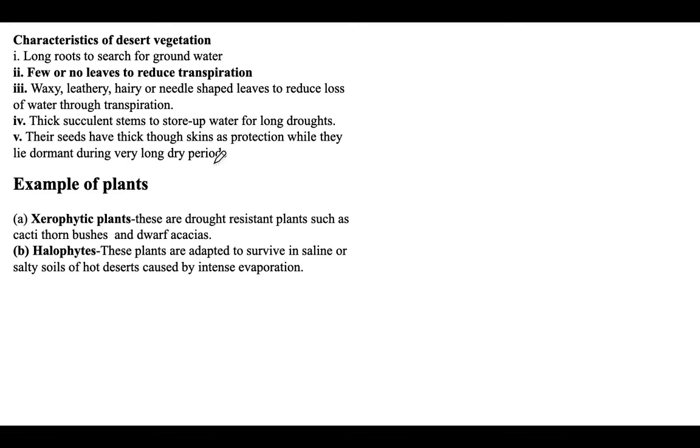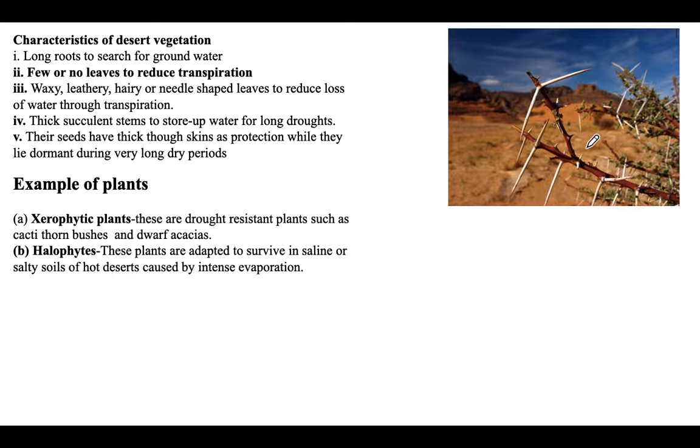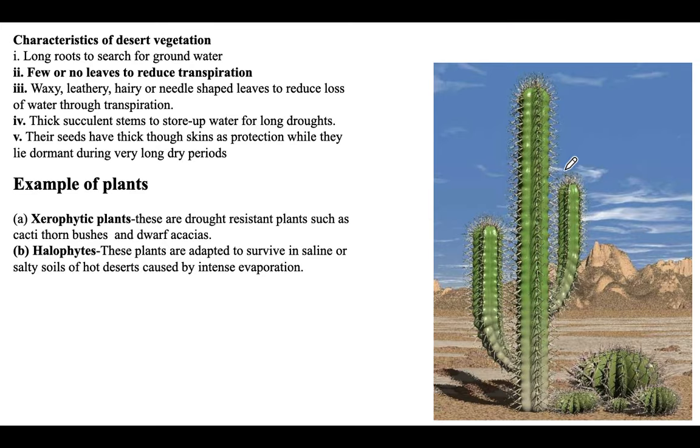And then we have examples of plants. We have the xerophytic plants. Xerophytic plants are drought resistant plants such as cacti, thorn bushes, and dwarf acacias. These are the examples. These ones are thorn bushes, and then we have the cacti. These are cactus plants of the desert. Basically they are desert plants.